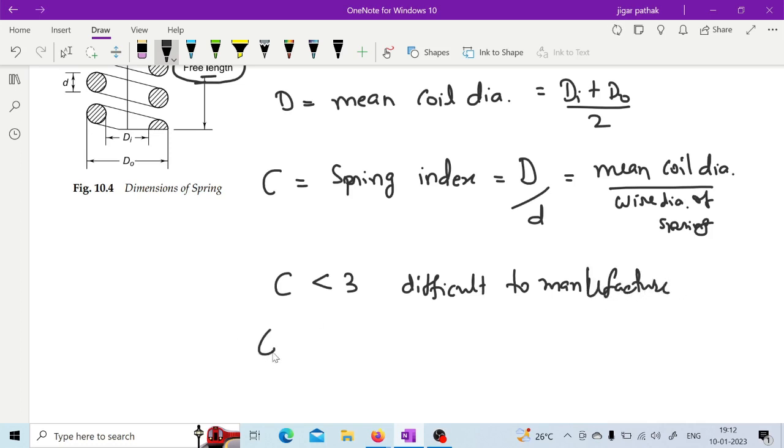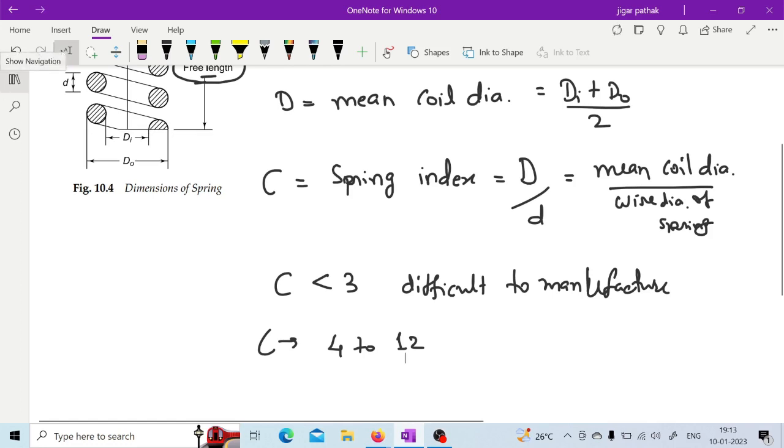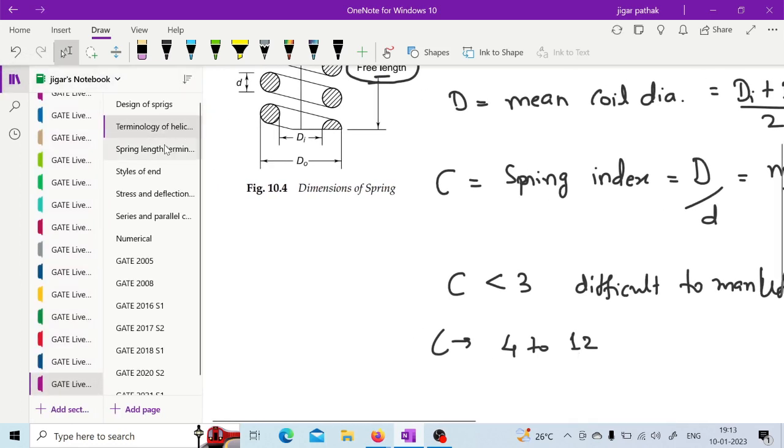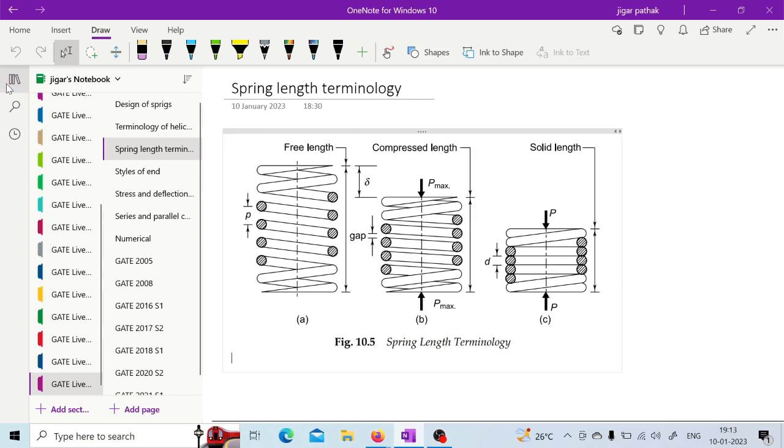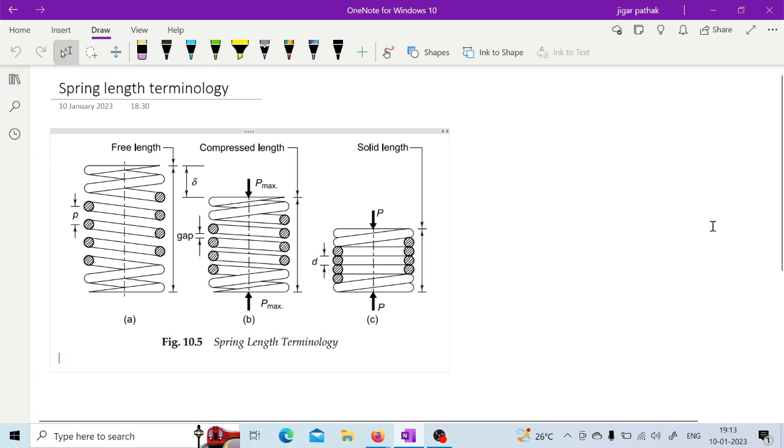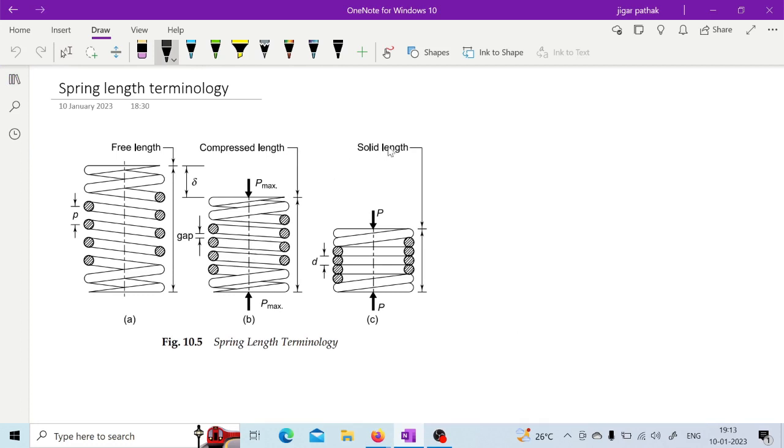So generally this C is kept between 4 to 12, right? So this is how you have these various terms related to your helical spring. Now if we go for the spring length terminology, then here we have three different keys, right? One is the solid length, then compressed length, and free length.